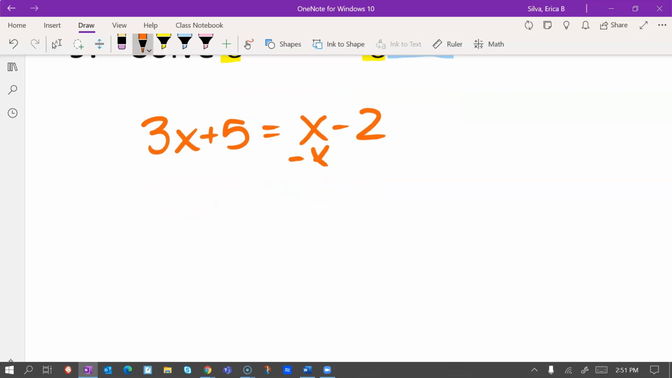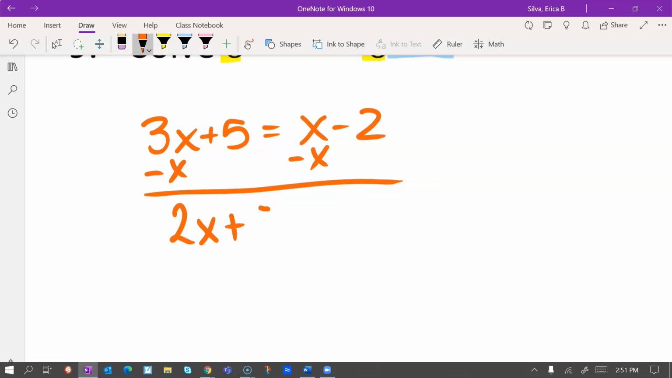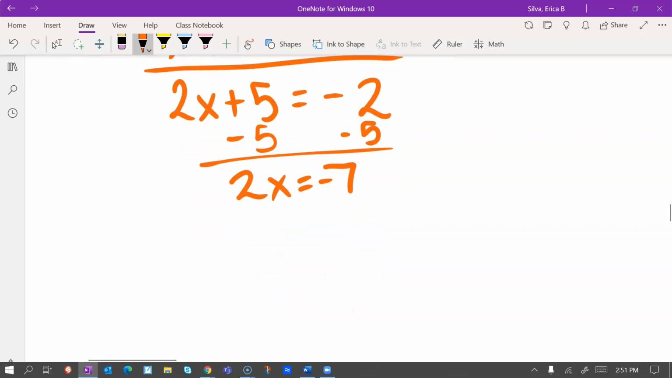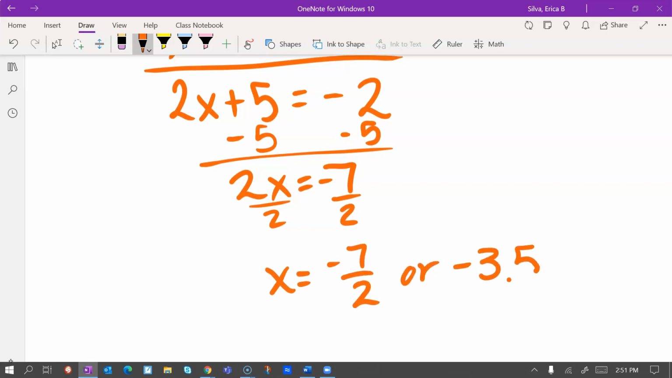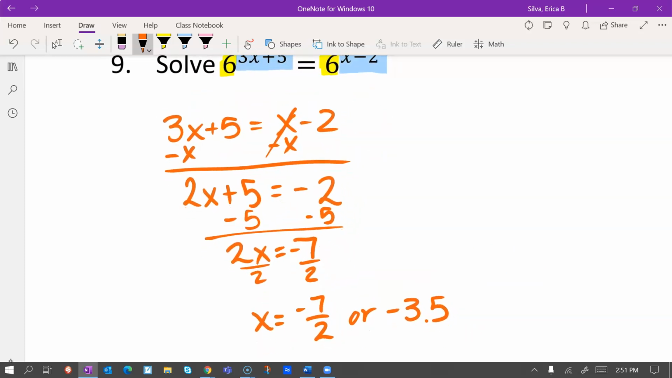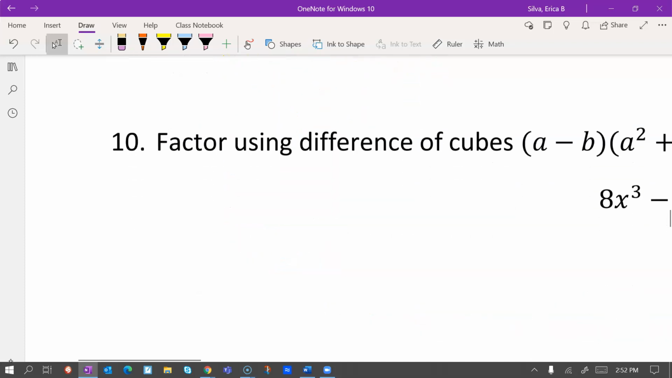So we're going to subtract x from both sides. This gives us 2x plus 5 equals -2. Then we want to subtract 5. We get 2x equals -7. Divide by 2, and x is equal to -7/2, or if you put it as a decimal, -3.5. Any questions? All right, let's go on to the next one.